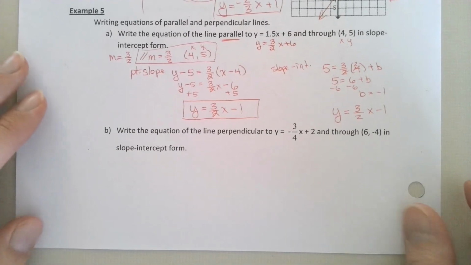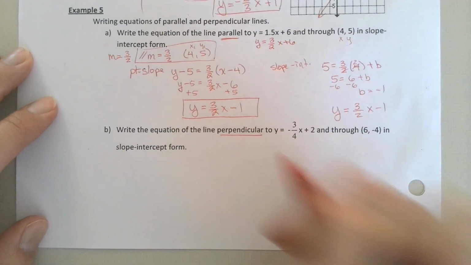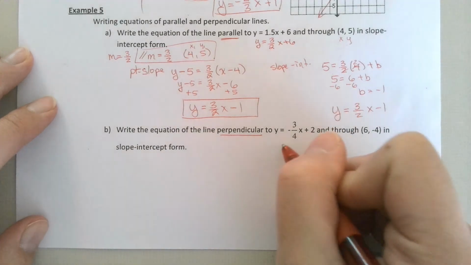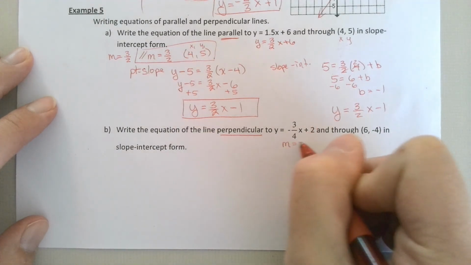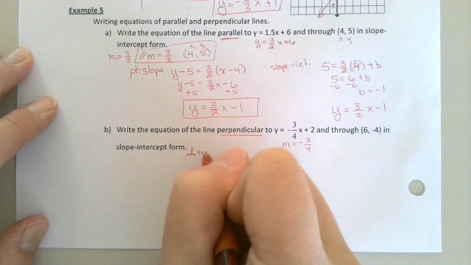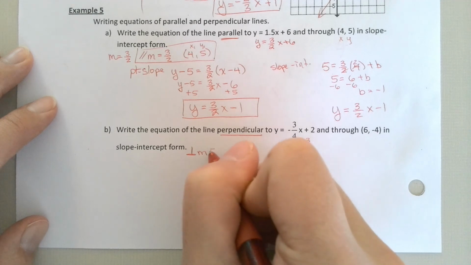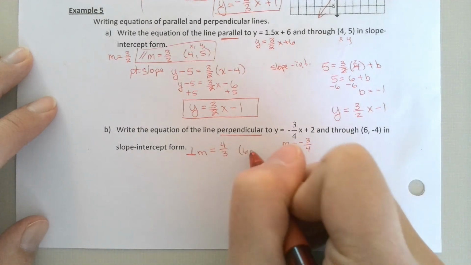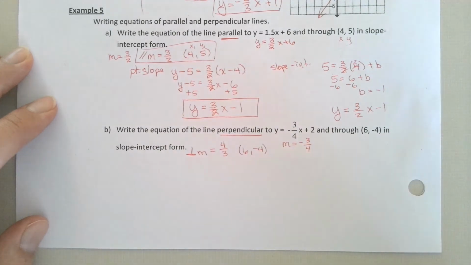In our last example, we are talking about perpendicular lines, and perpendicular lines are the opposite reciprocal. So looking at my original one, I have a slope of -3/4. Anything perpendicular to that is going to be the opposite, so positive 4/3. Using the point they gave me as an anchor, I'm going to plug it in and find the equation.